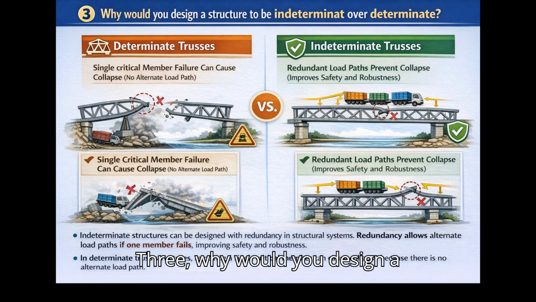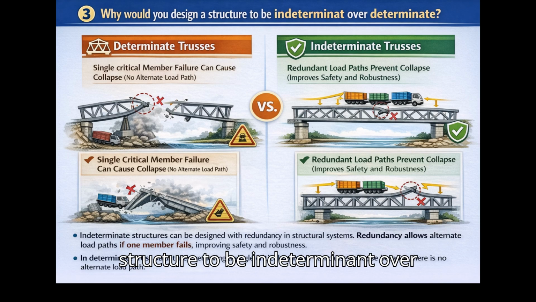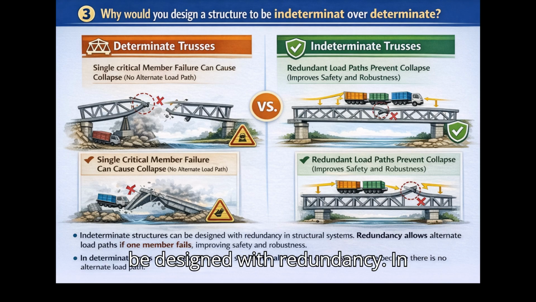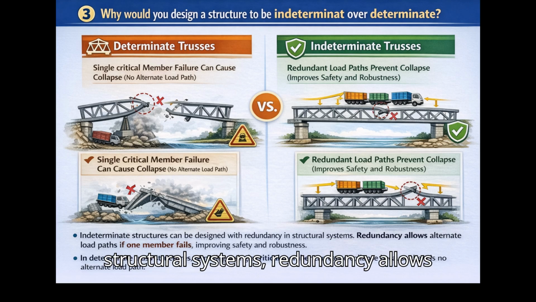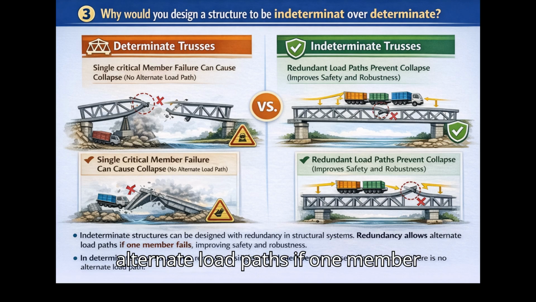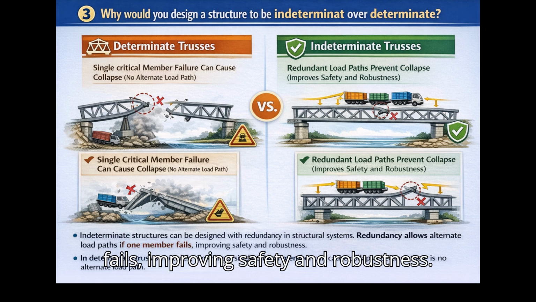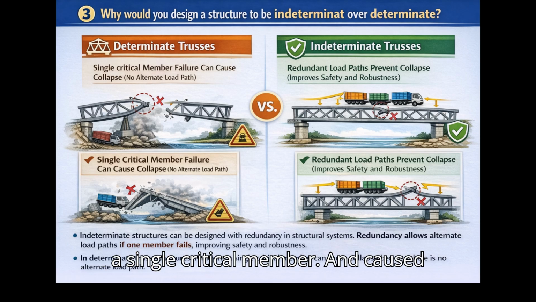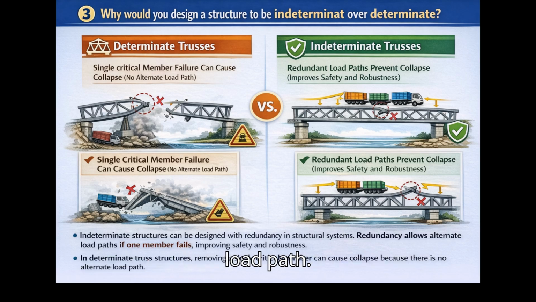3. Why would you design a structure to be indeterminate over determinate? Indeterminate structures can be designed with redundancy in structural systems. Redundancy allows alternate load paths if one member fails, improving safety and robustness. In determinate truss structures, removing a single critical member can cause collapse because there is no alternate load path.